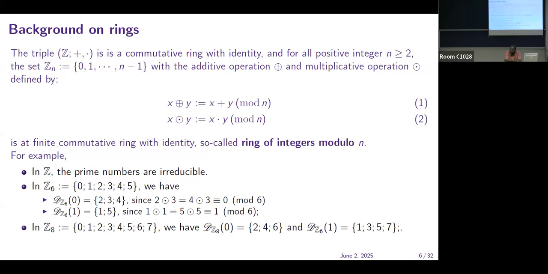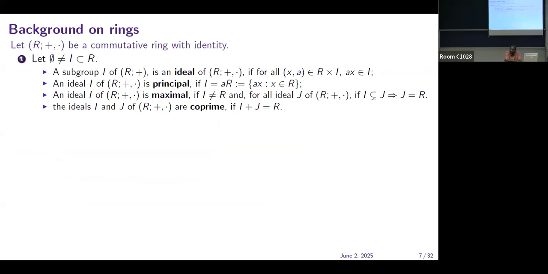Now we have an algebra structure defined as a ring. Second, we have the special set in the ring. The special sets in the ring are ideals. What is an ideal? An ideal is a subgroup of the ring.